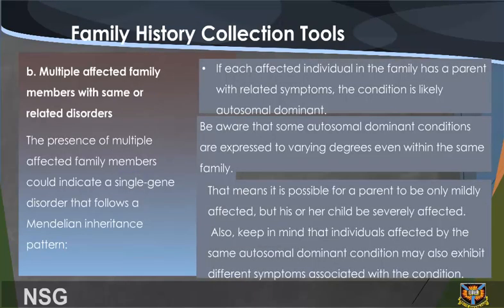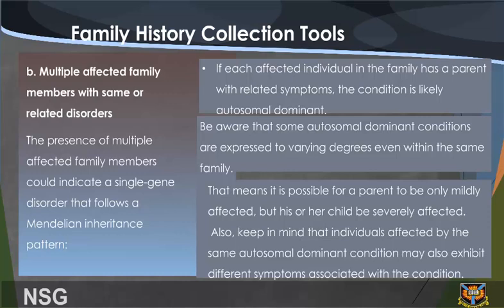B. Multiple affected family members with the same or related disorders. The presence of multiple affected family members could indicate a single gene disorder that follows a Mendelian inheritance pattern. If each affected individual in the family has a parent with related symptoms, the condition is likely autosomal dominant.